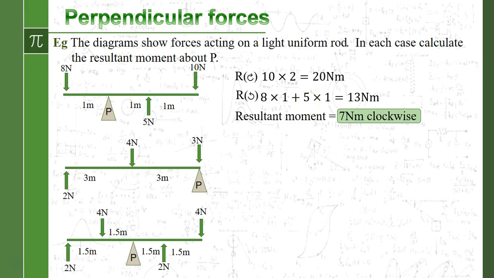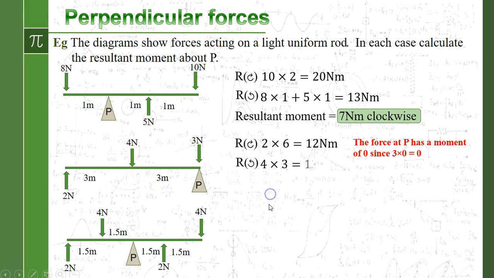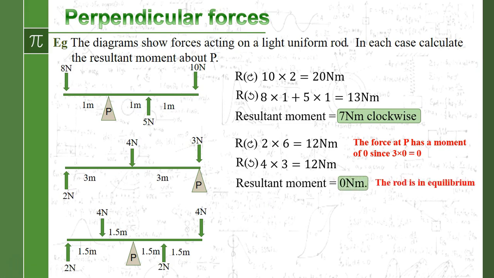Okay, on we go. Let's have a look at the second example. First thing to consider here is this 3 Newton force. Because the distance is 0, that one has a moment of 0. So let's look at what else is going on. The only one going clockwise is this one over here, so that's 2 Newtons times 6, which gives us 12 Newton metres. And then anti-clockwise, we've got this one here, so that's 4 times 3, which is 12. So as it turns out, we've got a resultant of 0, so that system is in equilibrium.